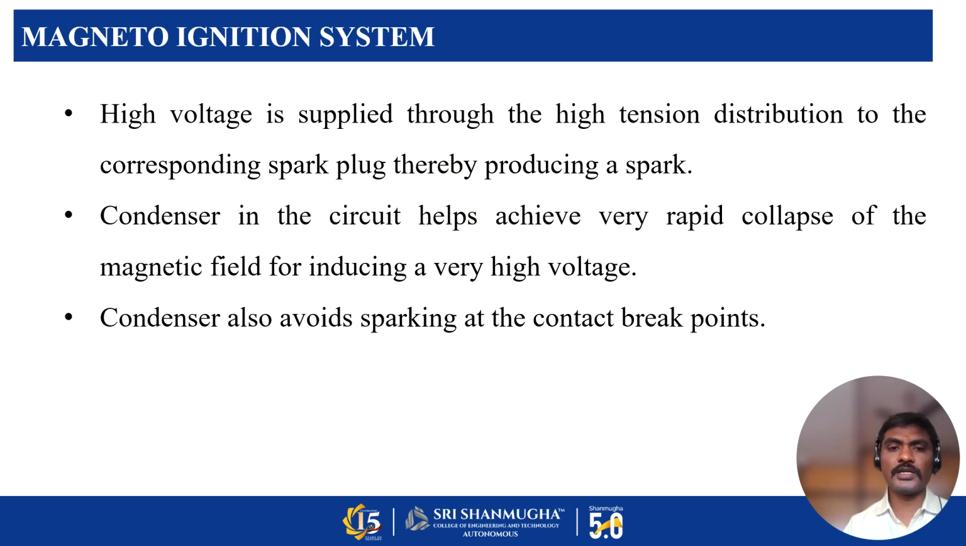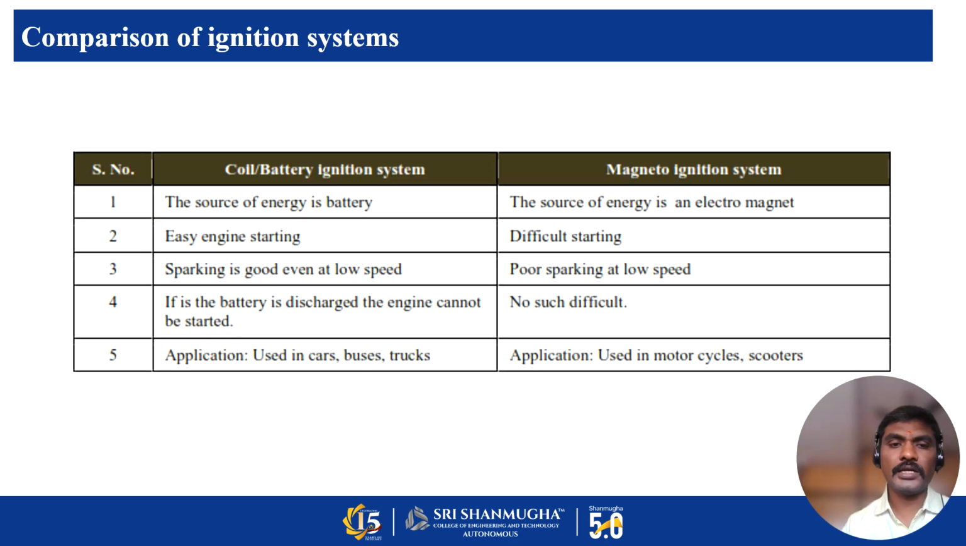The condenser in the circuit helps achieve very rapid collapse of the magnetic field for inducing a very high voltage. The condenser also avoids sparking at the contact breaker points. So this is the working of the battery coil and magneto ignition systems. Next will be the comparison of ignition systems.